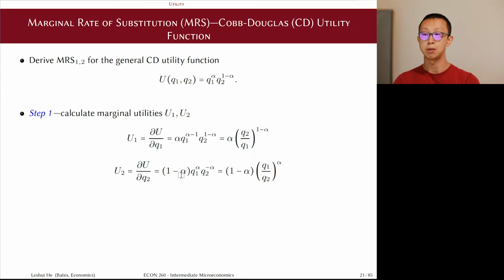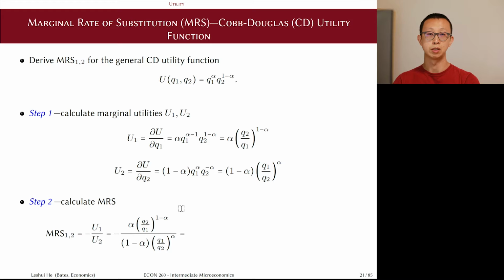So the power that comes down is going to be 1 minus alpha. And when Q2's power decreases by 1, it's going to become minus alpha, as opposed to alpha minus 1. And now we have the separate expressions for U1 and U2, or you can use these expressions to proceed as well. And we will just move into step 2 by plugging in these two marginal utilities into the operating definition of MRS. We're going to take a ratio of the marginal utilities and put on a negative sign.